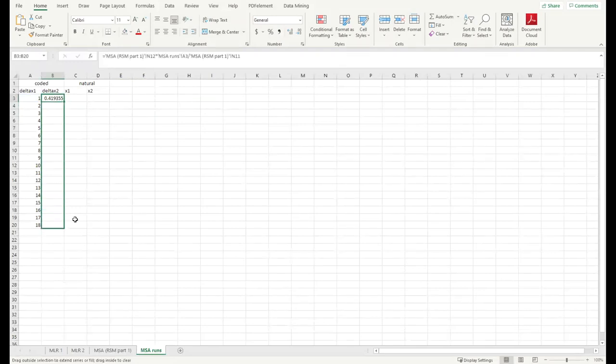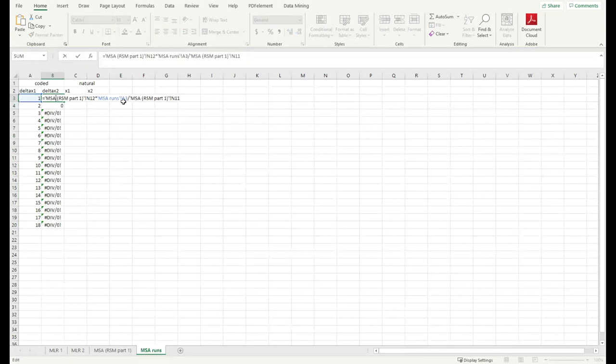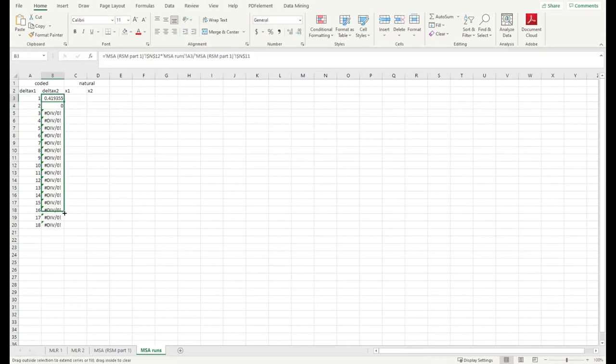And you can drag this down. Oh, sorry, we'll press F4 to fix these two values. And we can drag this down, so you get these values. These are the increments you will use experimentally. Then for the natural settings, we can use the equation.